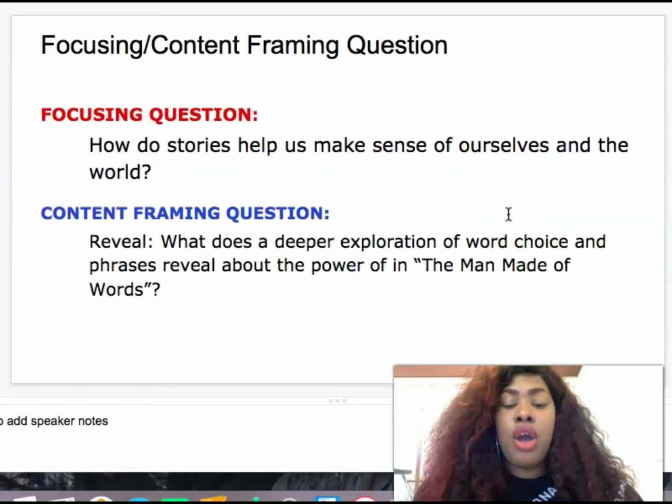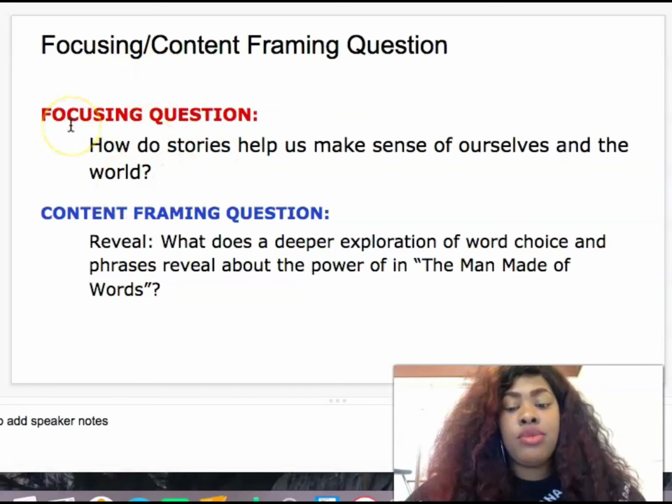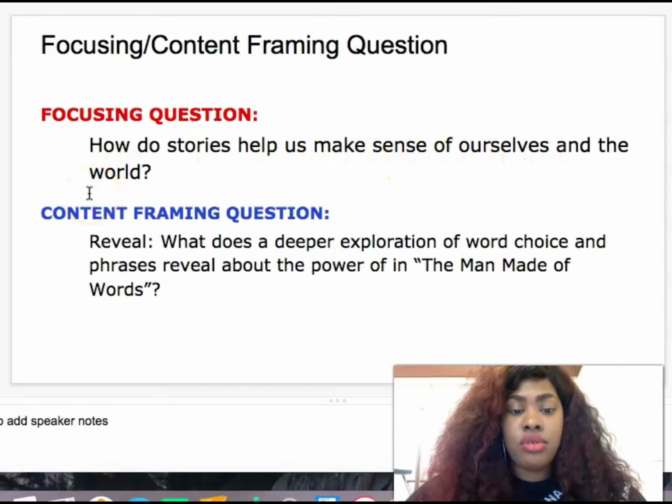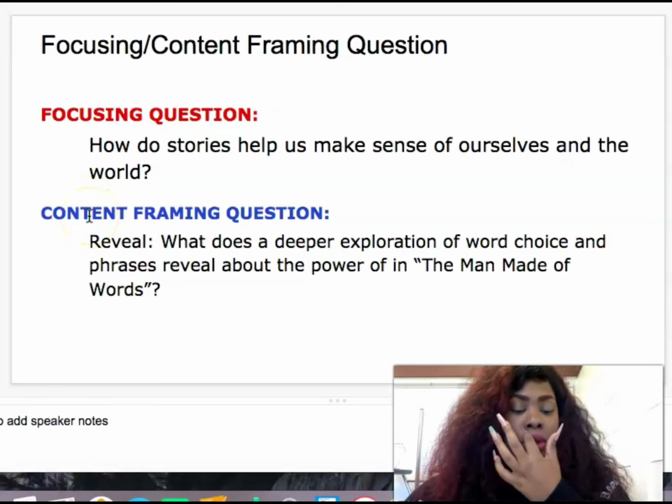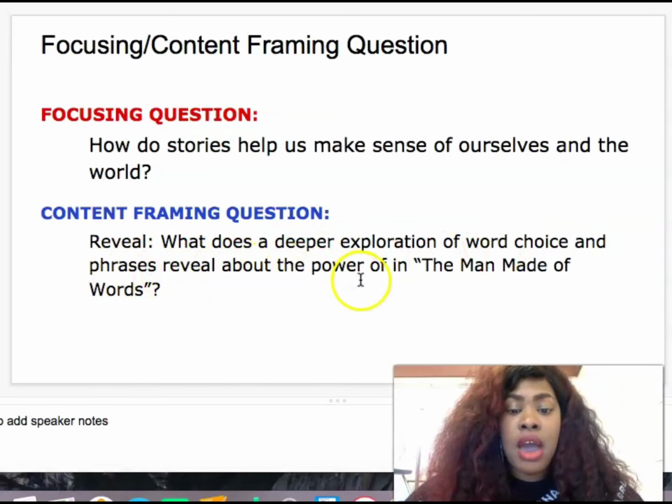Today, we always guide our learning with our focusing question and our content framing question. Our focusing question, or what we need to focus on as we go through our lesson, is how do stories help us make sense of ourselves and the world? We also want to look at our content framing question, which is in our reveal stage, and it says, what does a deeper exploration of word choice and phrases reveal about the power of the man made of words?